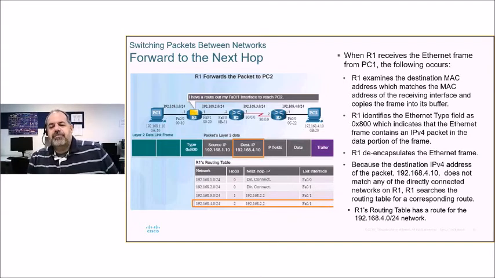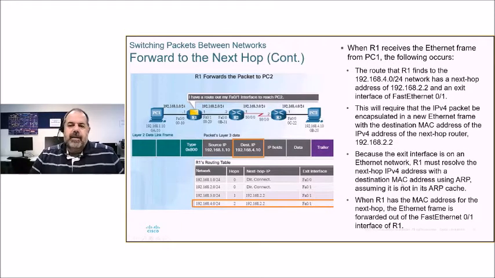And then, of course, it's got a type field that tells it it's an IP packet, and so R1 decapsulates the Ethernet frame. Because the destination IPv4 address is not any of its IP addresses, it will then make a forwarding decision. So it will look up the routing table. In this case, it's looking for this network here, and so it finds out the next hop is 192.168.2.2. And so it will then, of course, need to know the MAC address of the next hop.